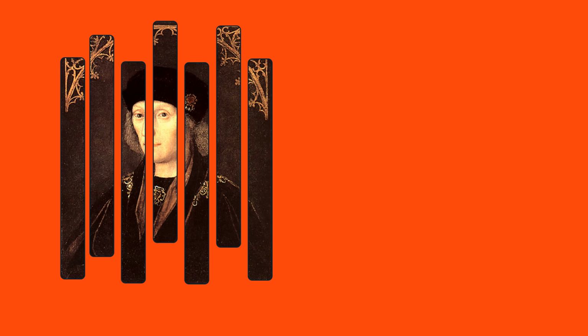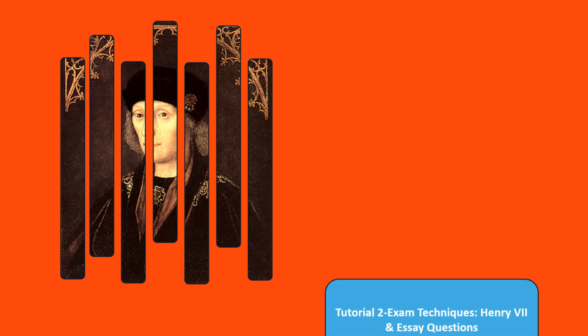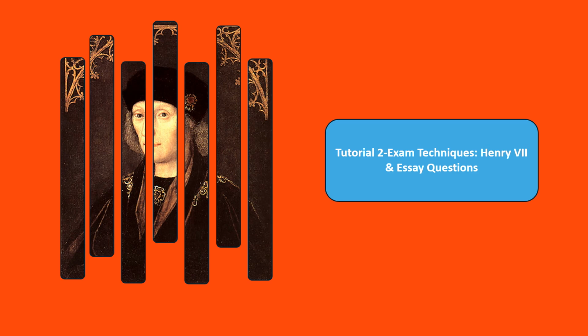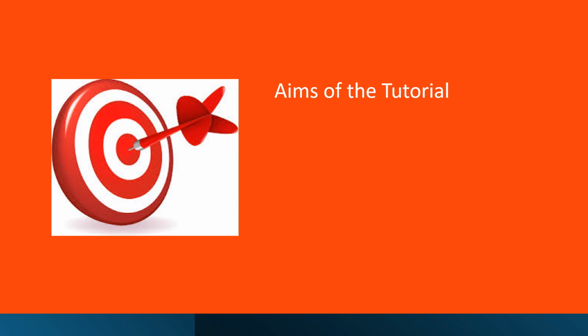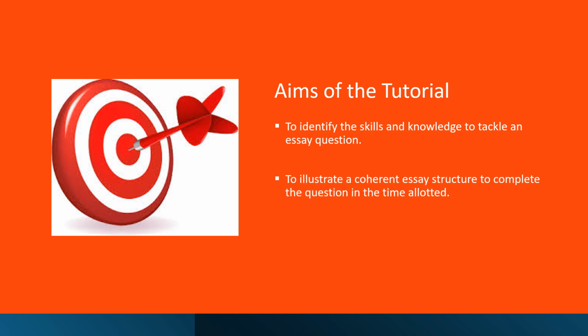This time looking at the 7042/1C Tudors paper, and this tutorial explores exam techniques in relation to Henry VII and essay questions. Thus the aims of the tutorial are to identify the skills and knowledge to tackle an essay question in the A-level history exam, to illustrate a coherent essay structure to complete the question in the time allotted, and finally to demonstrate how to evidence assessment objective A01 in the exam.